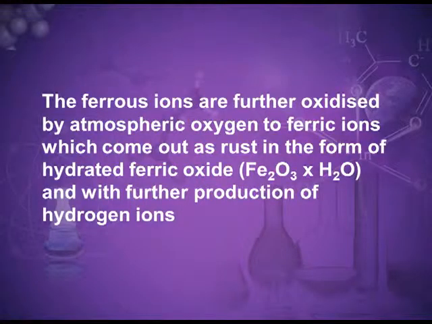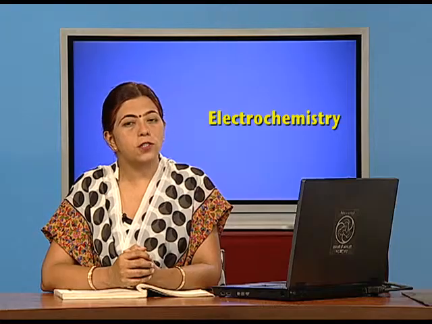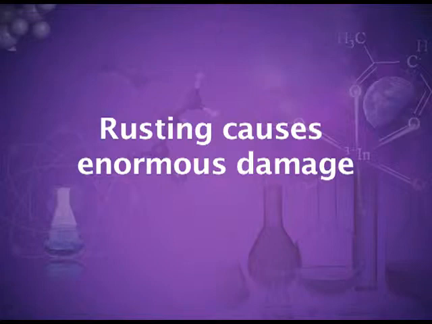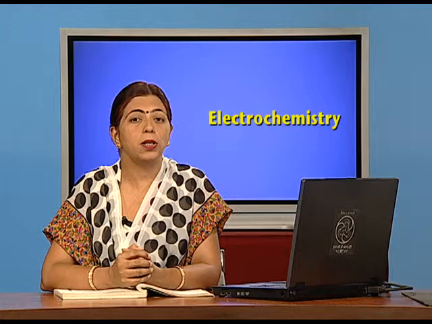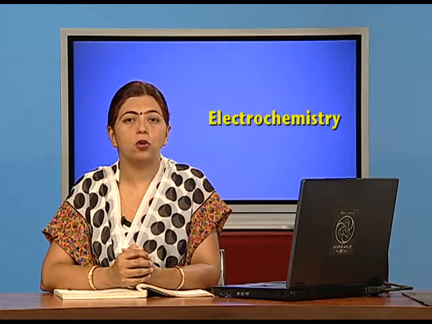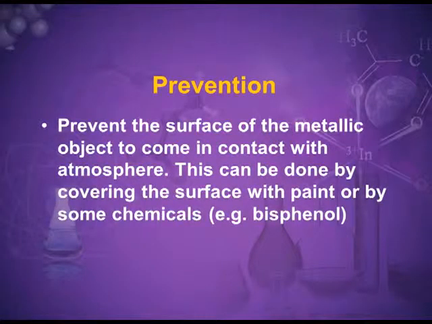In this way, the iron is oxidized to the ferrous state, which is further oxidized to the ferric state. Then the iron in the ferric state reacts with water to form ferric oxide. Chemically, the rust is Fe2O3.xH2O. Since we know that rusting causes enormous damage, it may be the reason behind an accident when a bridge falls. So, we have to prevent rusting.